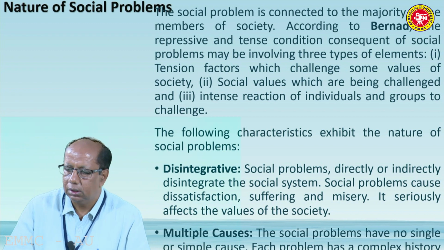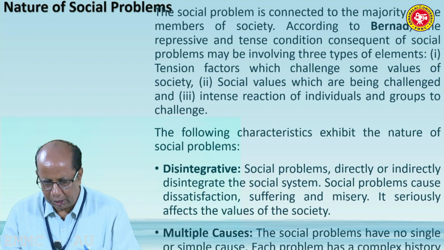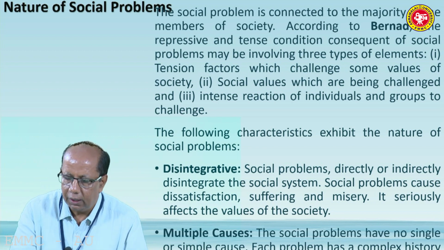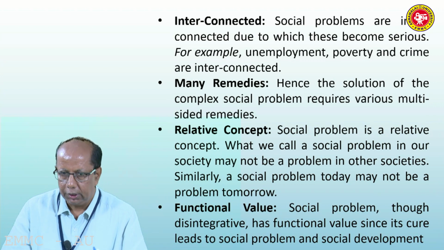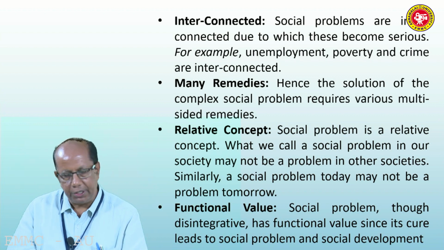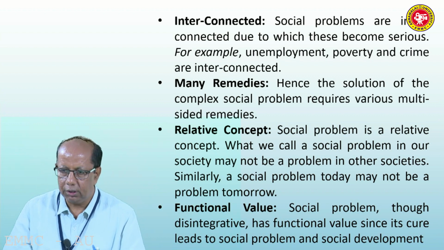Multiple causes. Social problems have no single or simple cause. Each problem has a common history. Interconnected: social problems are interconnected, due to which they become serious. For example, unemployment, poverty and crime are interconnected. Many remedies: hence the solution of a complex social problem requires various multi-sided remedies.